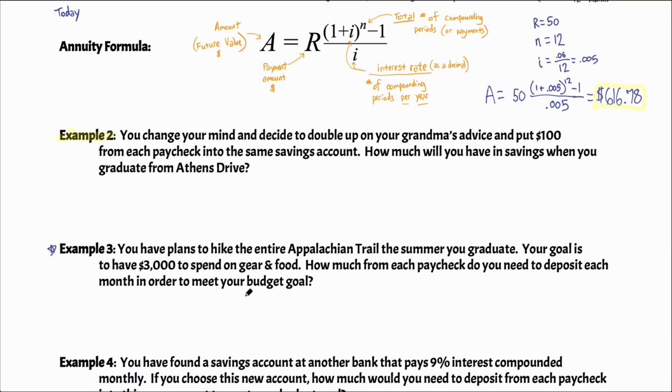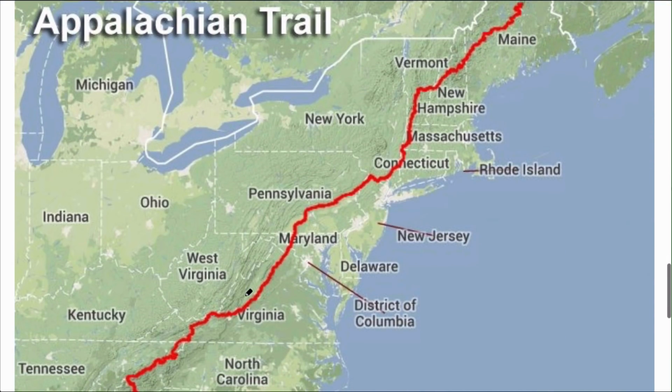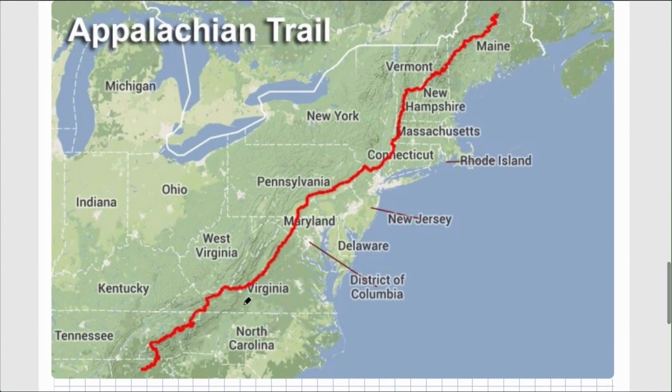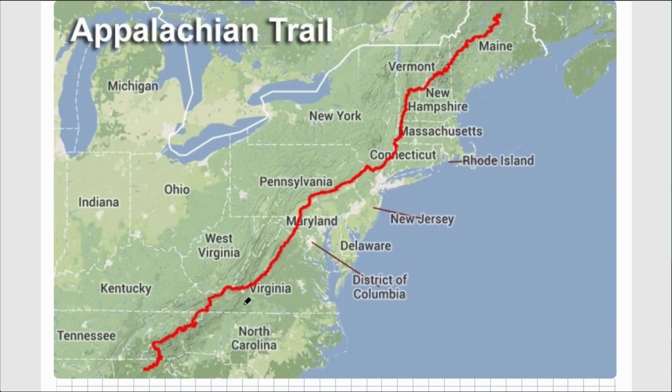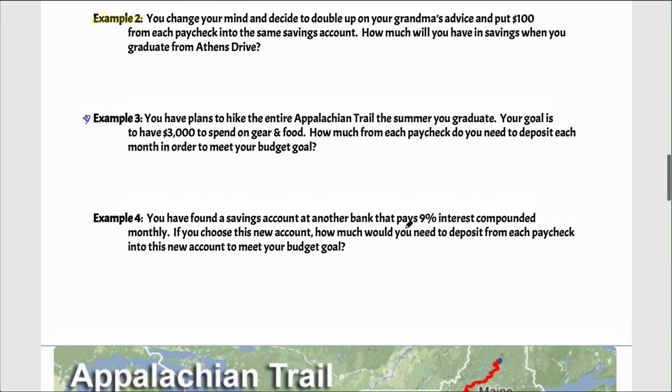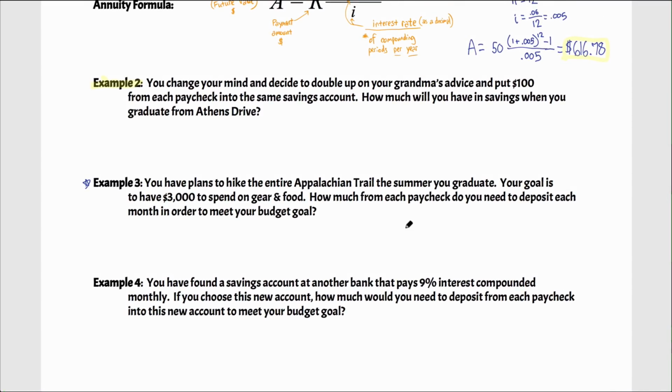All right, example 3 says you have plans to hike the entire Appalachian Trail the summer you graduate. The Appalachian Trail was something that I always wanted to do, and never did the whole thing, only did a little piece of it, was to hike the whole Appalachian Trail. They call it through hiking, from Springer Mountain, Georgia, all the way up to Mount Katahdin in Maine. So a lot of people do that, or a handful of people do that over the nice weather months, kind of surrounding summer. But it takes some money.